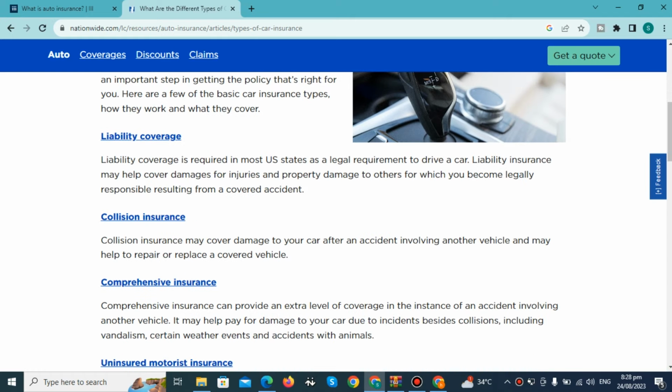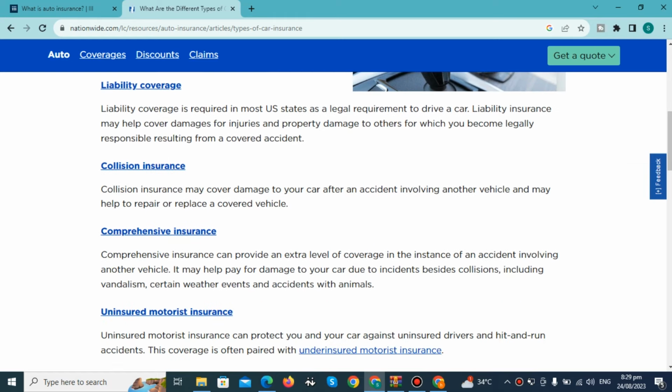Collision insurance may cover damage to your car after an accident involving another vehicle and may help to repair or replace covered vehicles.